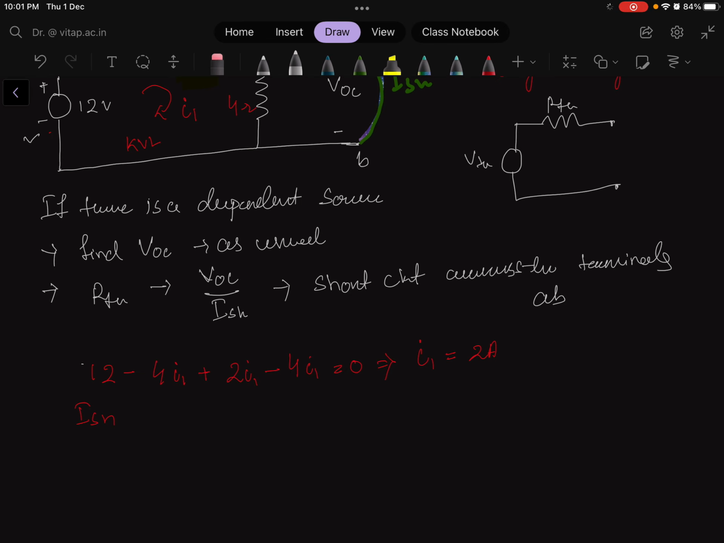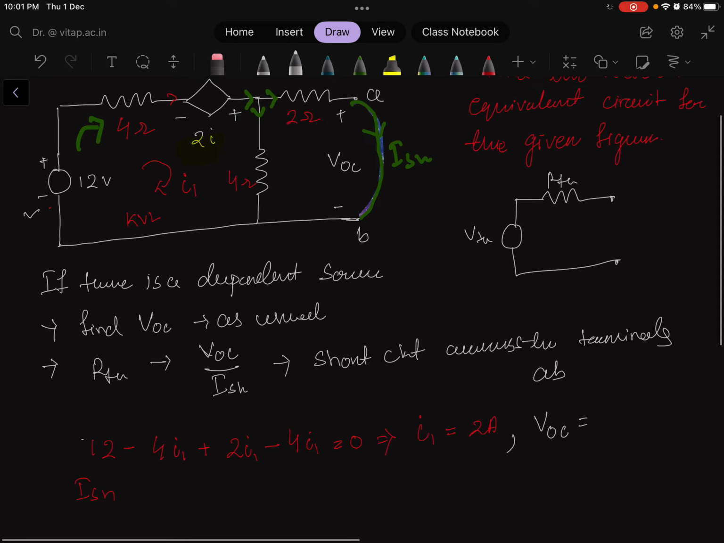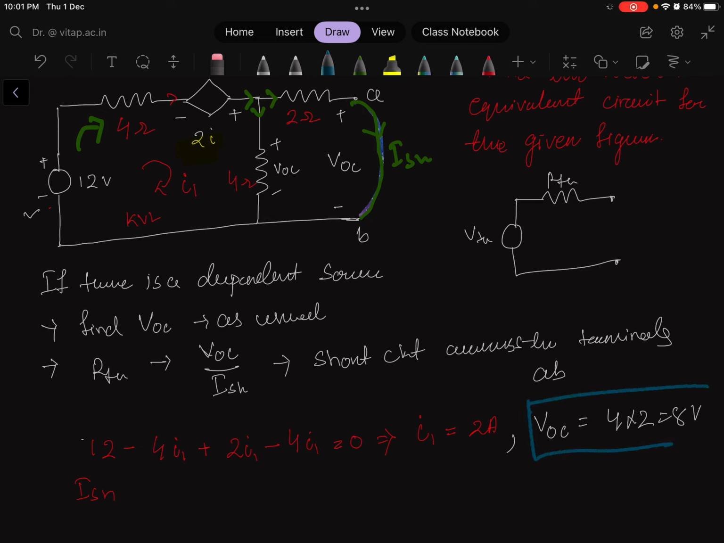Okay. So, one thing I forgot to mention here. If we got I1 as 2 ampere, then your VOC value will be how much? VOC is the same across whatever voltage is available here. So, this will be your VOC. VOC you can do, this resistance is 4 into 2, that is equal to 8 volts. So, that is your VOC. Okay, this is the one value we got.